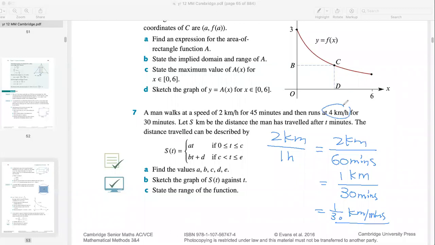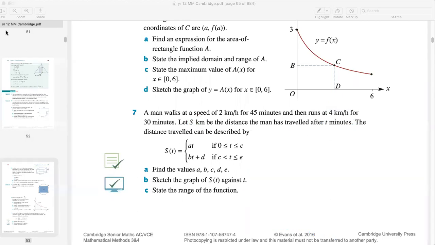Again, we apply the same strategy over here, because S kilometers traveled by T minutes. So it's 4 km divided by 1 hour, so it will be 4 km divided by 60 minutes. So in here it's 1/15 kilometers per minute. Okay, just make sure you read the question carefully and convert the unit as required. Okay, so let's keep going.